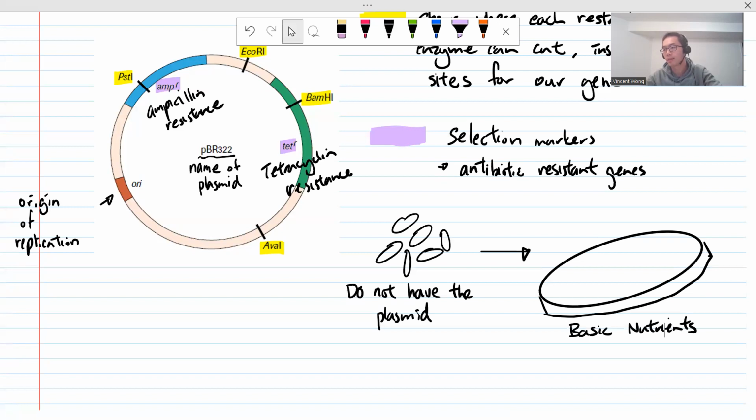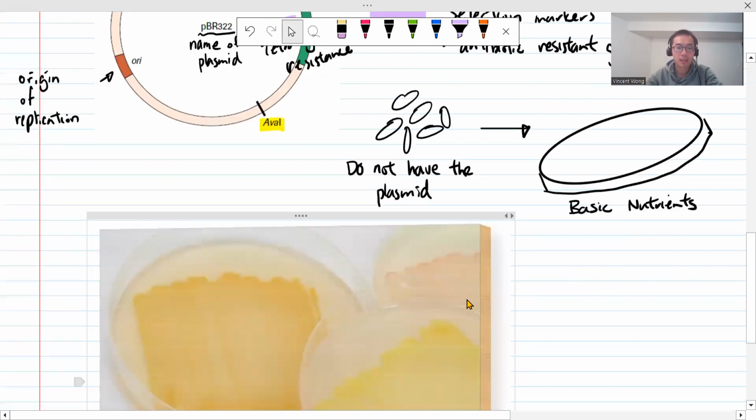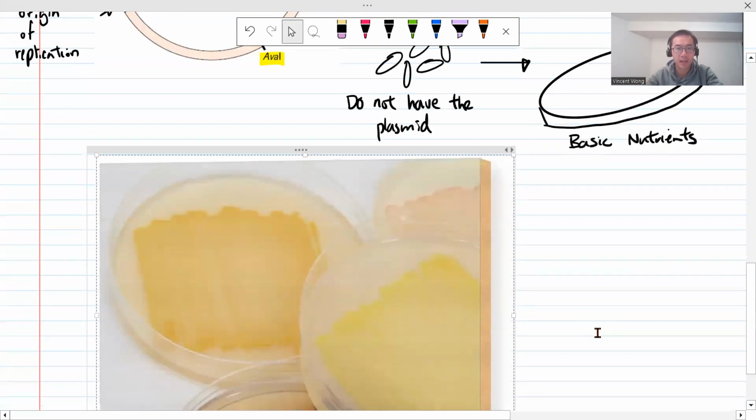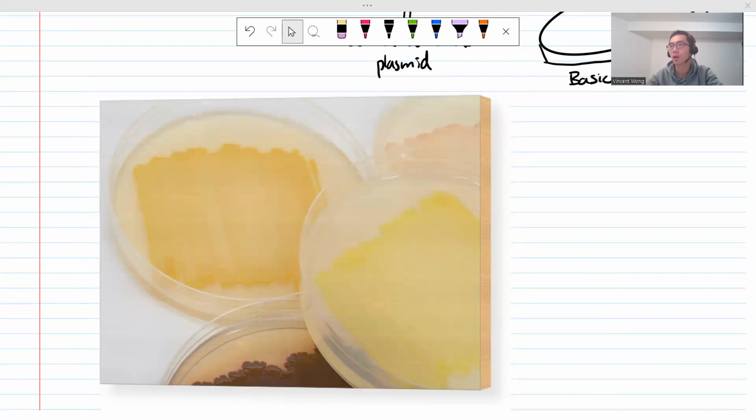Now, let me show you a plate. Maybe you don't know what I'm talking about here. I'm just trying to copy a picture over to show you. This is an agar plate. Basically it's nutrients and gives bacteria a place to stick on, and then they will grow. And then I'll show you what it looks like when they grow.